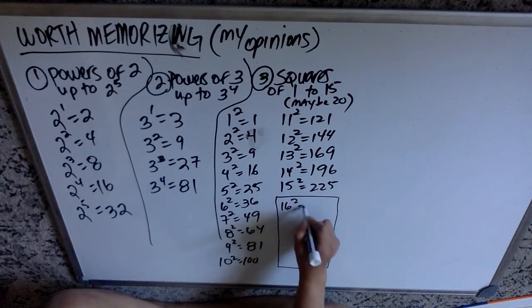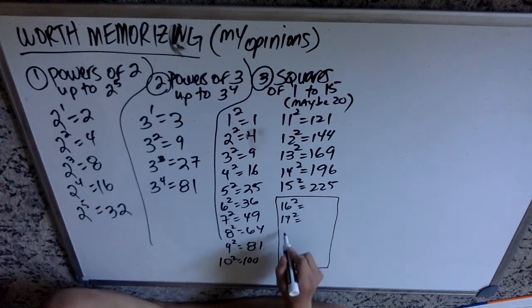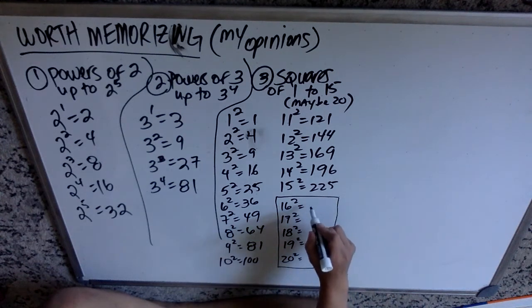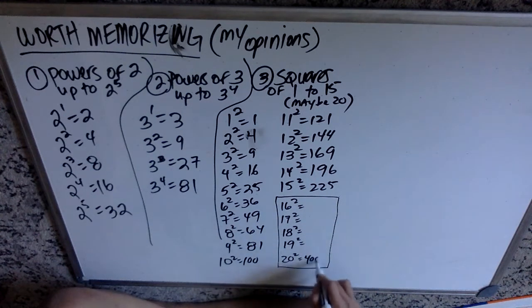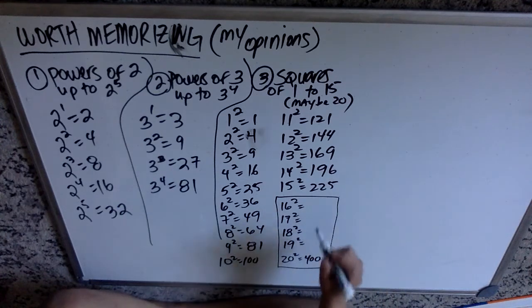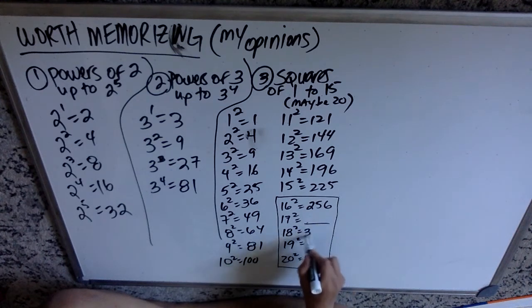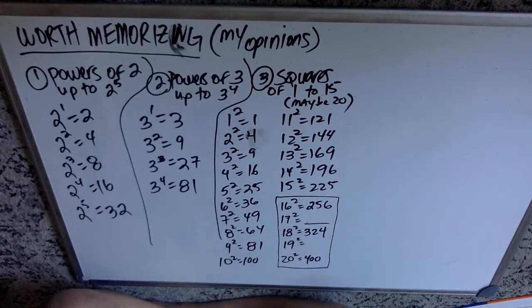So 16 squared, 17 squared, 18 squared, 19 squared, 20 squared. I'll say that these are the ones I'm the most rusty on because they don't come up that much, right? 20 squared should be pretty easy. That's 400, right? So 16 squared is 256. 17 squared definitely ends in a 9. I don't know, my brain blanked. 18 squared is 324. 19 squared is 361. 289, sorry. Got it. My brain just kind of flaked.